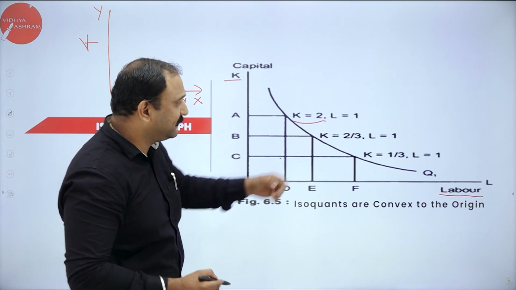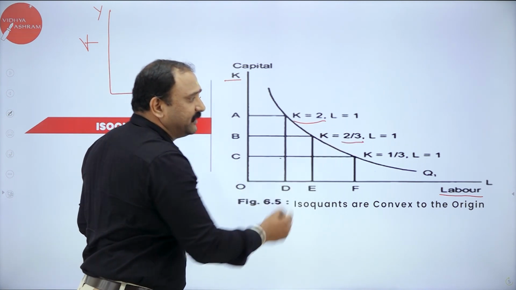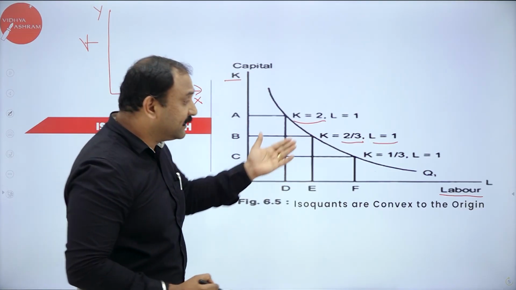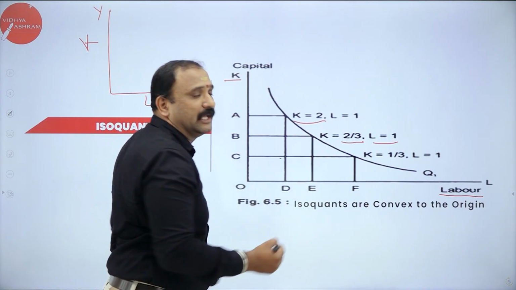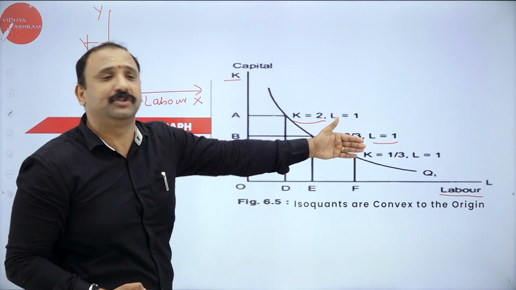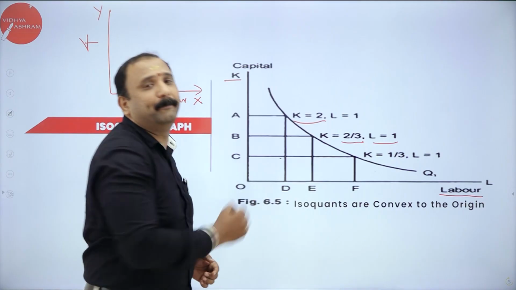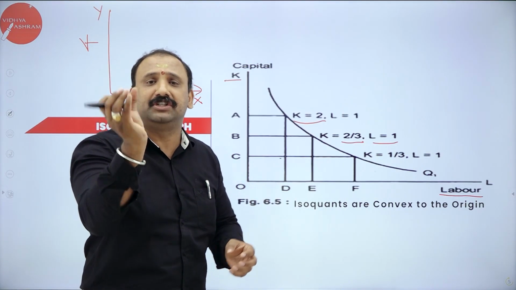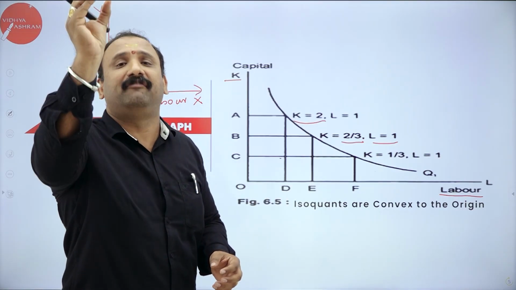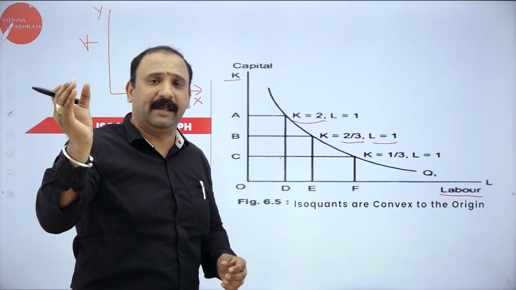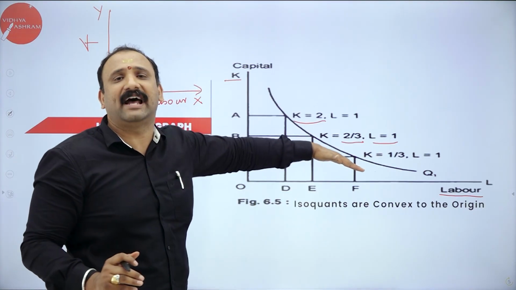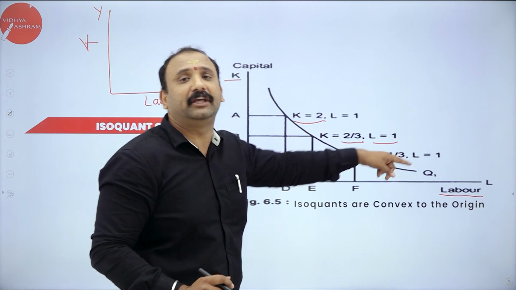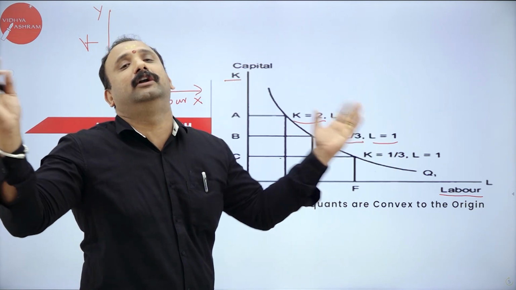Now in the second combination, capital value is 2 by 3 and labor value is 1, again you will get one output. In the third combination, capital value is 1 by 3, labor value is 1, you will get one more combination. So what we are trying to do in this graph is change the values of a factor like capital or labor and draw a graph which will measure the output, that is quantity Q1, at different levels altogether.